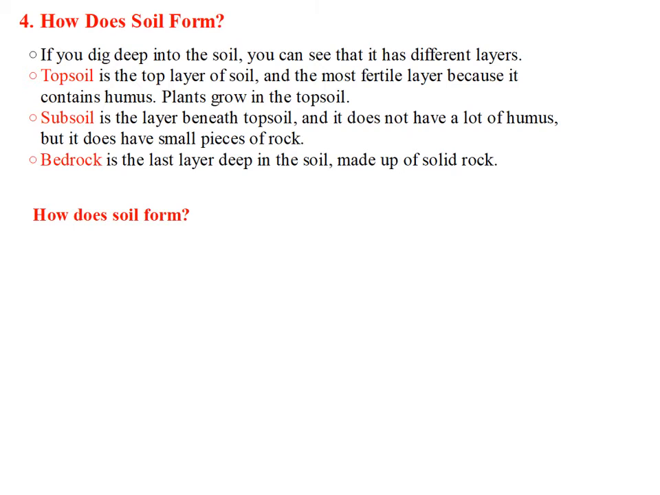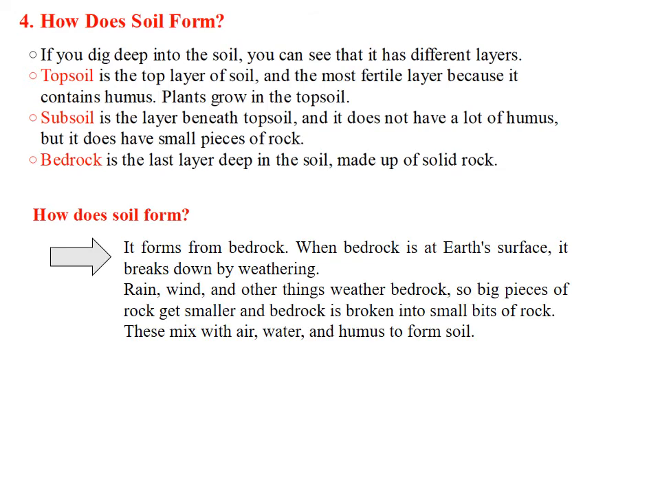Now, let's see how the soil forms in detail. Let's talk about the process. Soil forms from bedrock. When bedrock is at Earth's surface, it breaks down by weathering. And weathering happens when wind and water break down rock into smaller pieces. So rain, wind, and other things weather bedrock. So big pieces of rock get smaller, and bedrock is broken into small bits of rock. These mix with air, water, and humus to form soil.